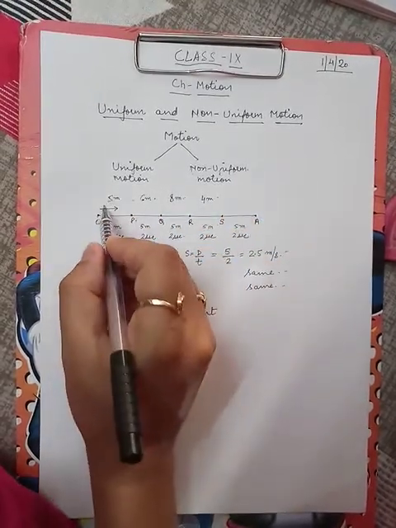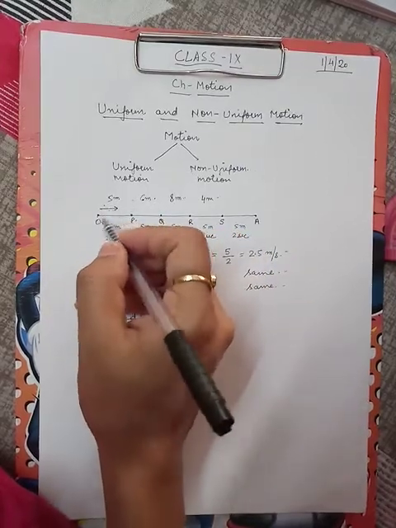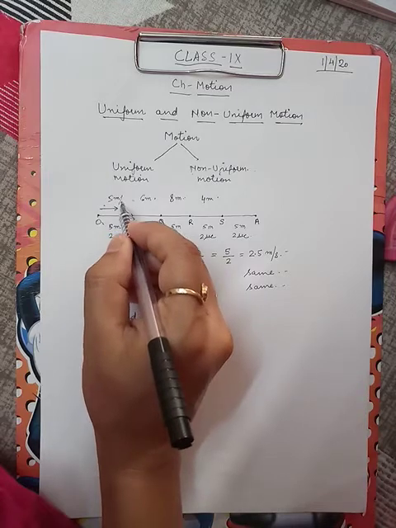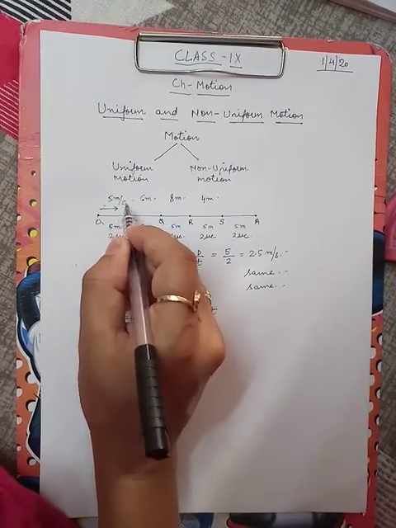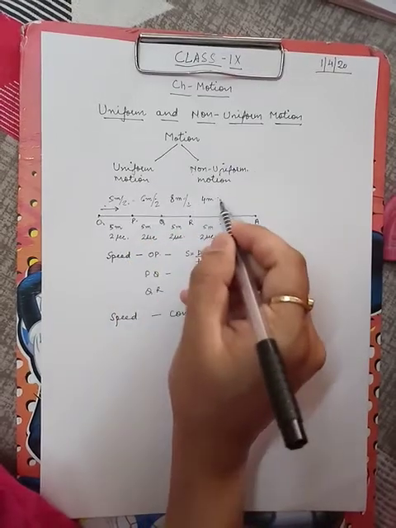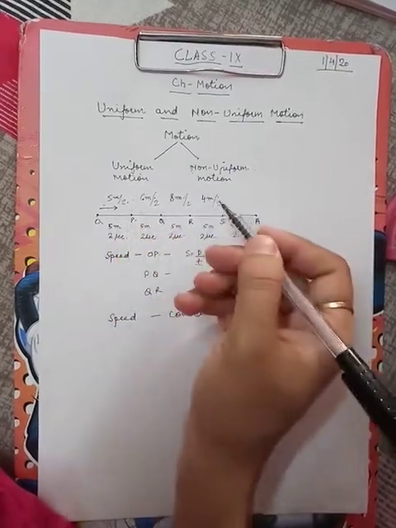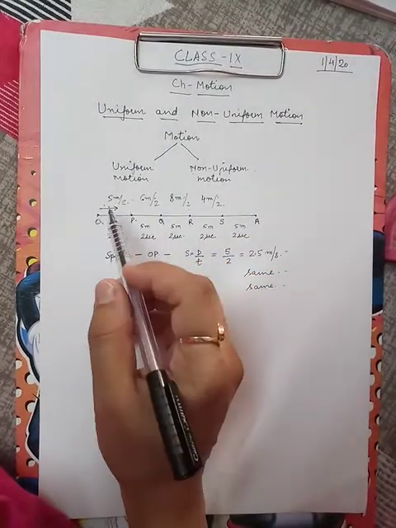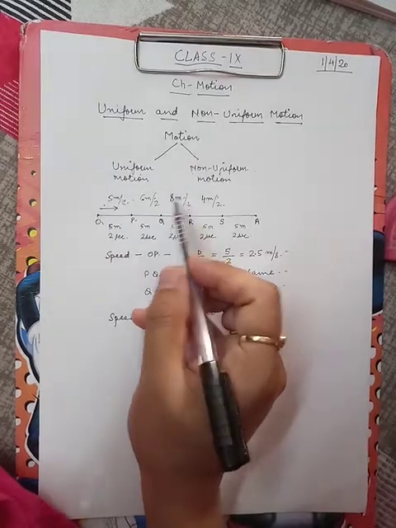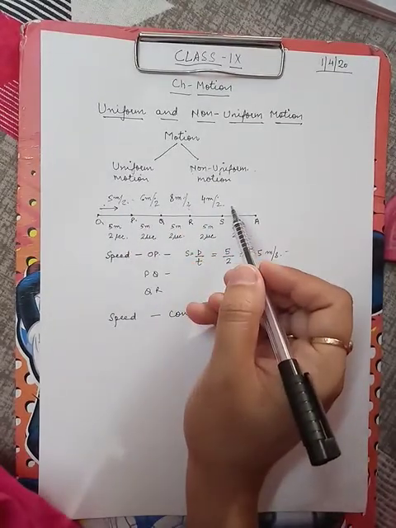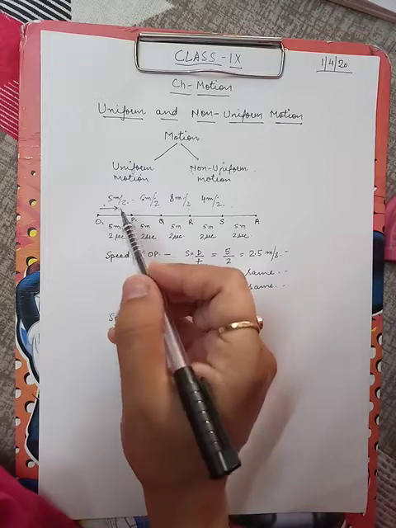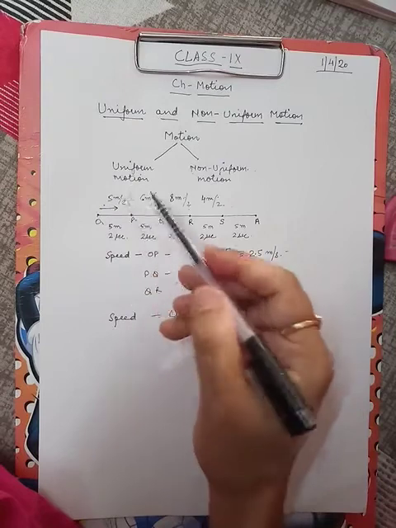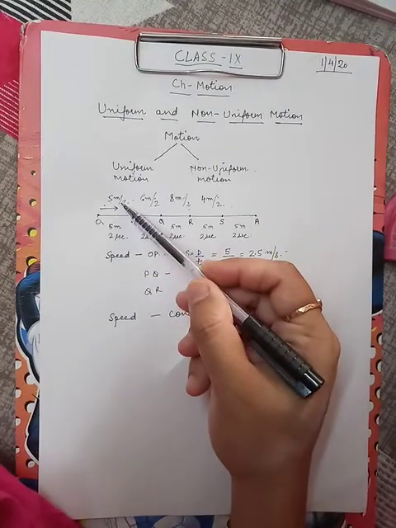And the time interval may be same or may not be same. Suppose we are considering over here the time interval same, in 2 seconds, in 2 seconds, in 2 seconds, or in 2 seconds. It may be same, it may not be same, it may be 3 seconds also over here. So when we consider unequal intervals of time, or when we consider unequal distances, then the speed will not be same. In this case, what will be the speed? 5 by 2, that is 2.5.